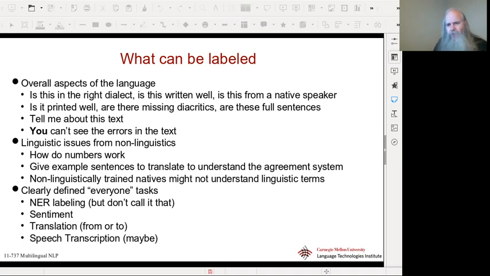I mean, sometimes you have to prompt them to say, you know, where's this from? What type of data is this? And even if you know this is from the radio station news, you want them to confirm that this is the radio station news, and that it's not, you know, a satirical TV show that's pretending to be the news, because that could be different. Is it printed well? Are there missing diacritics? Are these full sentences? These are things that you might not be able to tell, but a native speaker can immediately tell you that. And it's a good idea to ask them about it.